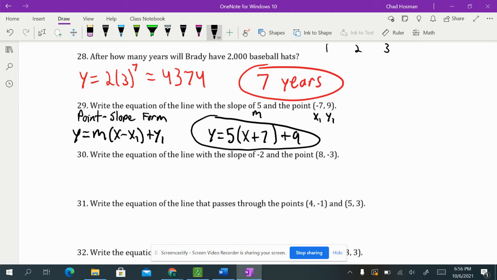All right, number 30. Write the equation of the line with the slope of -2 and the point 8, -3. So right away, we know we're going to use point slope form because we're given the slope and the point. The slope is -2, so m is -2. And the point, x1 is 8, y1 is -3. So we're just going to have y is equal to m, which we know is -2, times x minus x1, so x minus 8, and then plus y1, which y1 is -3, so we can just say -3. We have our equation.